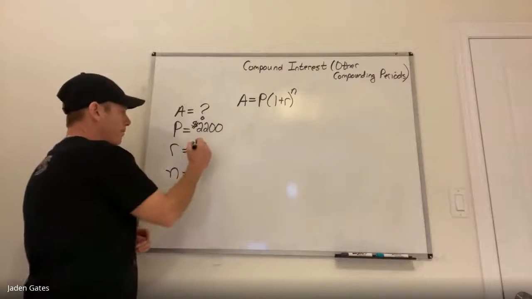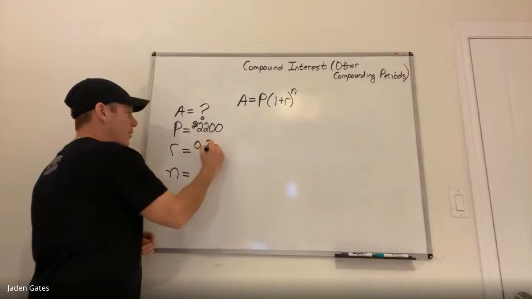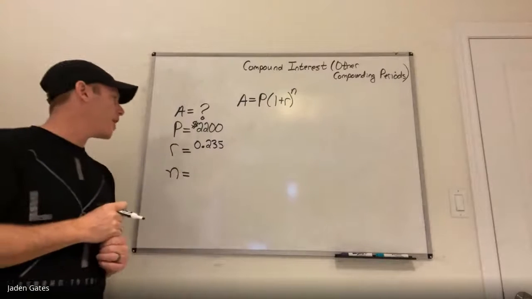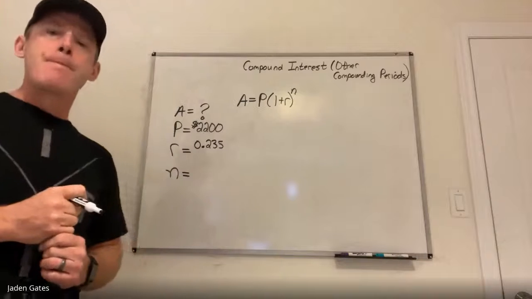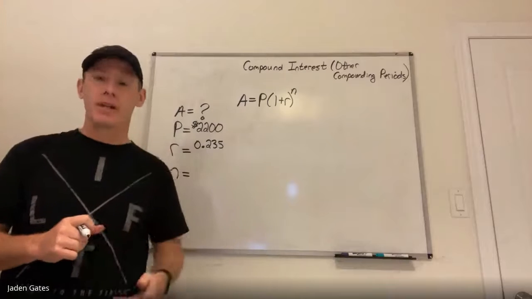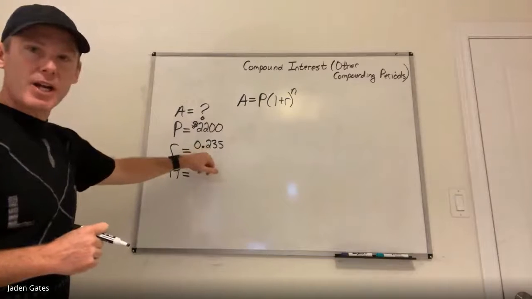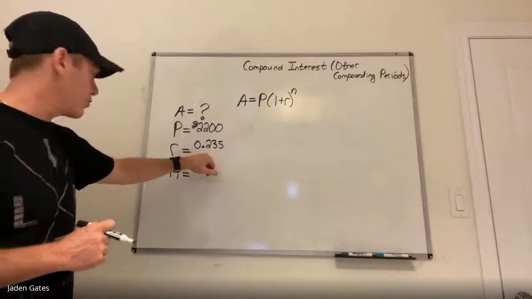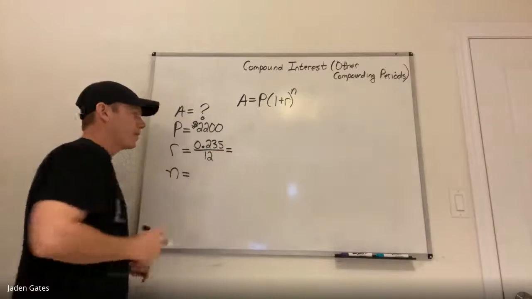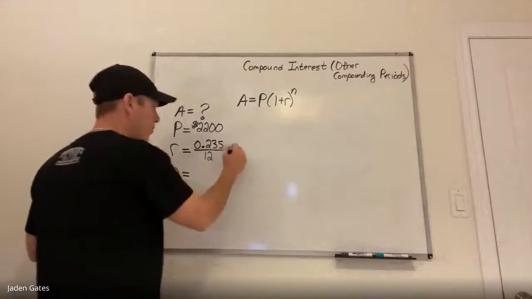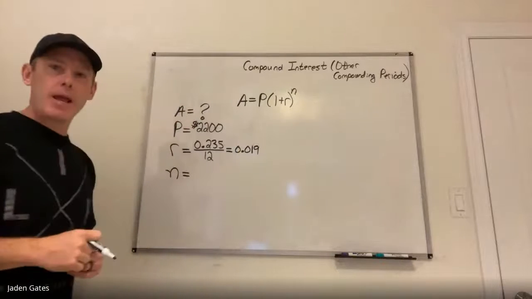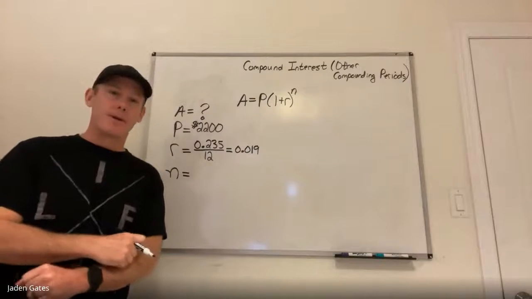And so that interest rate as a decimal, dividing by 100%, I got 0.235. Now, here's how things change. Because this is being compounded monthly, I have to divide that interest rate into 12 equal parts, so I get a monthly interest rate. So I take my 0.235 and divide it by 12 months, and I end up with 0.019. And so that is now a monthly interest rate because this is being compounded monthly.